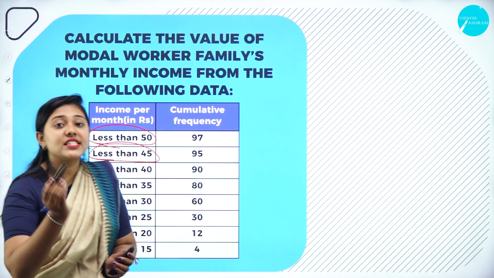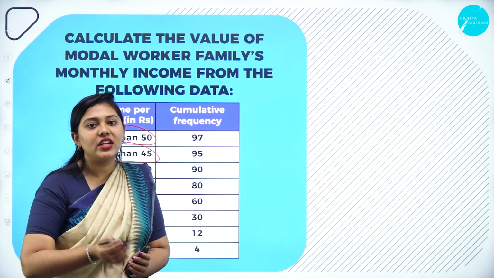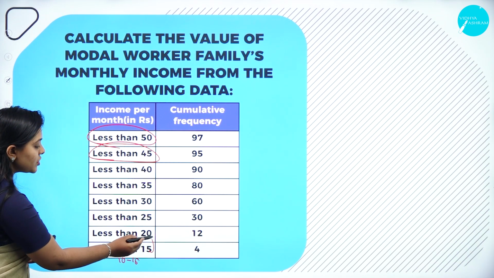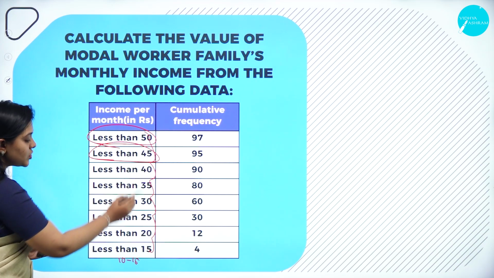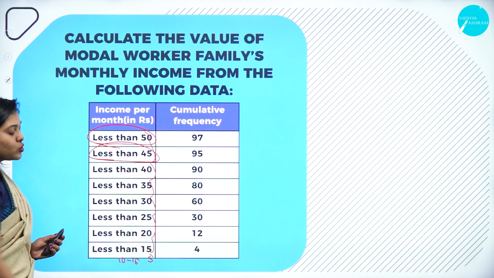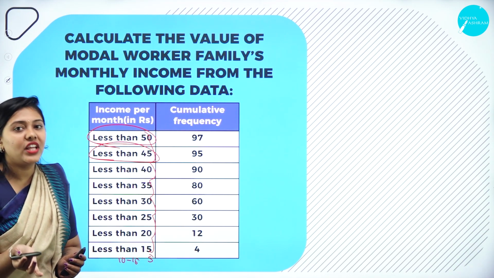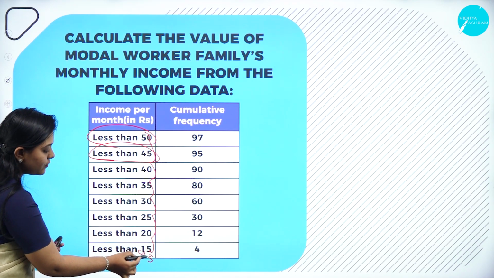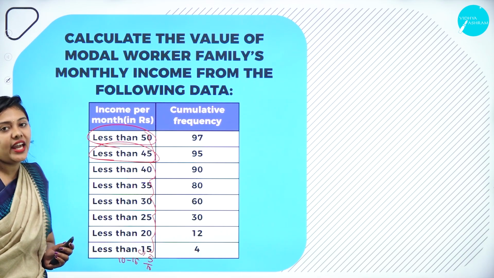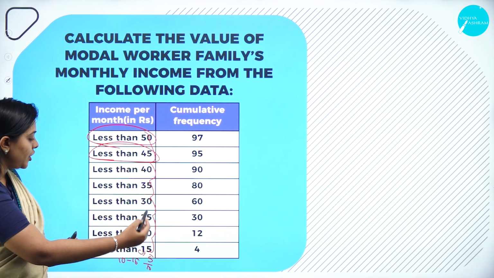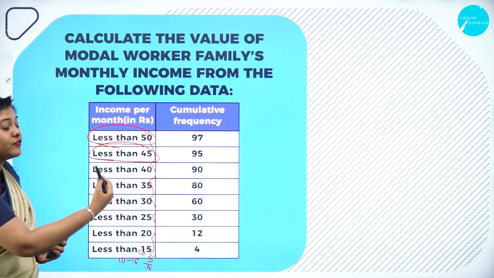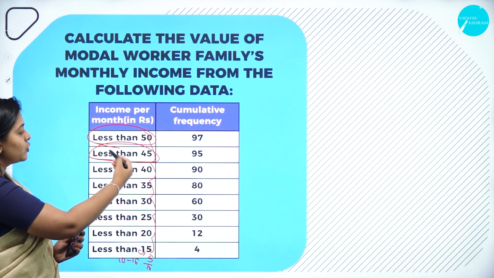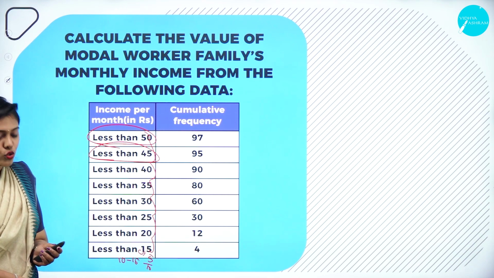They have given a less than series, so we are converting that into a continuous series. What is the difference between the numbers? It is 5. So 10 to 15, 15 to 20, 20 to 25, 25 to 30, 30 to 35, 40 to 45, 45 to 50. That series goes on.